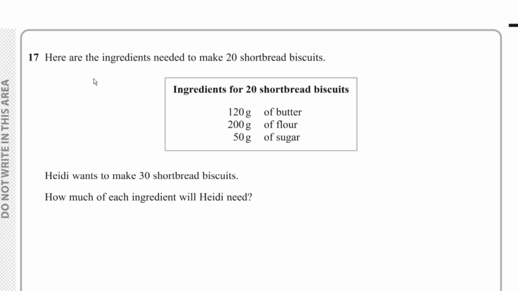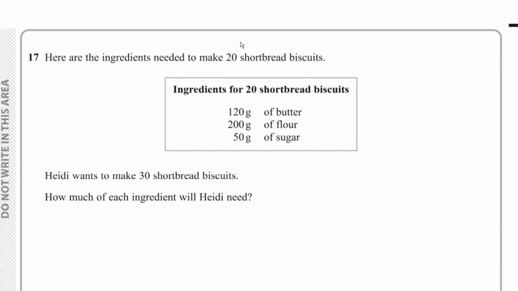Question number 17. Here are the ingredients to make 20 shortbread biscuits. We need 120 grams of butter, 200 grams of flour, and 50 grams of sugar. Hedy wants to make 30 shortbread biscuits. How much of each ingredient would Hedy need?